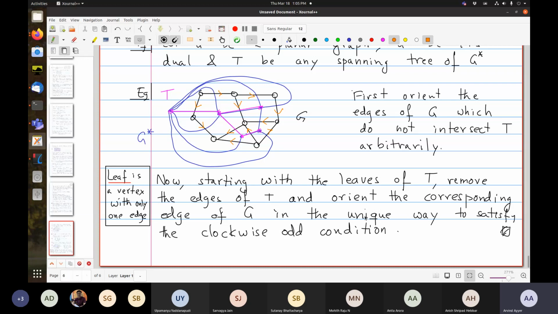One has to argue this a bit inductively, but it can be done. It's not too hard. That completes the proof of this one.